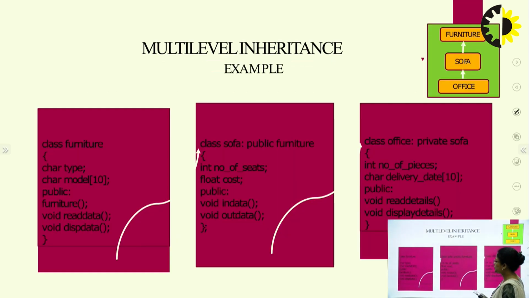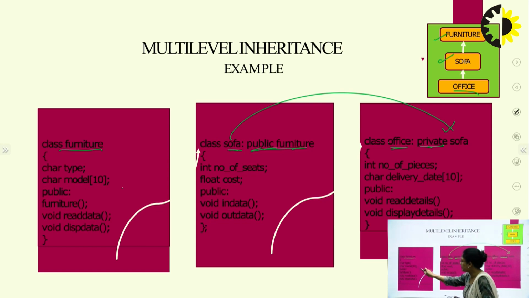This is through programming. This is a base class furniture, and we are inheriting a class sofa from furniture. So, class sofa is inherited from furniture, and we are inheriting a class office from sofa. The inheritance here is public and private. I already described the public and private inheritance, so I am not describing more here. Whatever members of the class furniture, they will be inherited in sofa publicly, and whatever is there in the sofa class, they will be inherited in office privately. How it is inherited privately and publicly, I already explained. So, that scenario will be followed.